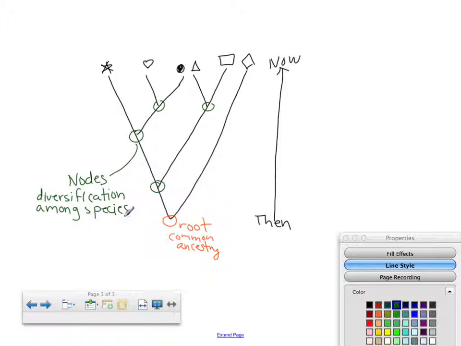So for instance, when we look here, the, I don't know my shapes, the heart and the circle have a common ancestry that is different than the common ancestry between the star and the heart, or the circle and the triangle. Does that make sense? So see how they connect together. That shows their common ancestry. Okay? Any questions so far? All right. Everyone up to date?